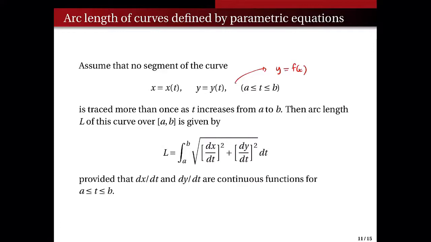So you have the length equals the integral from a to b of the square root of, take note of this, dx over dt squared plus dy over dt squared. And then the variable of integration is still t. And we are assuming that dx over dt and dy over dt are continuous functions from a up to b.